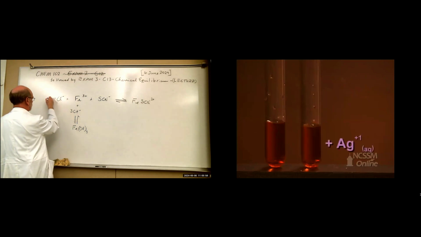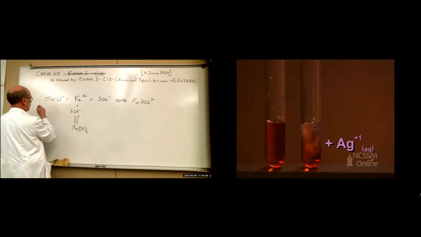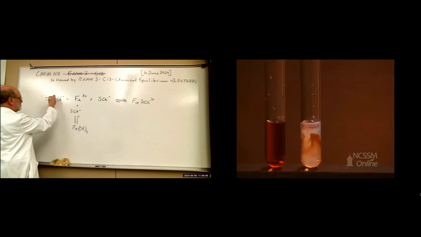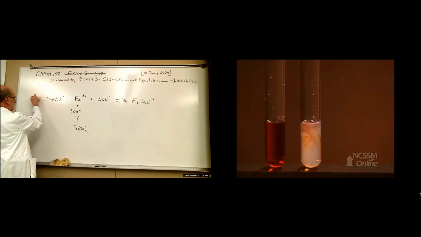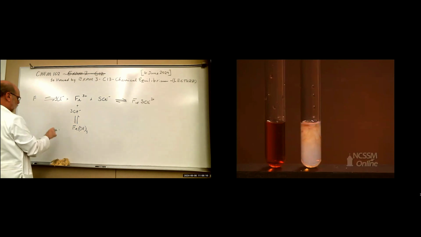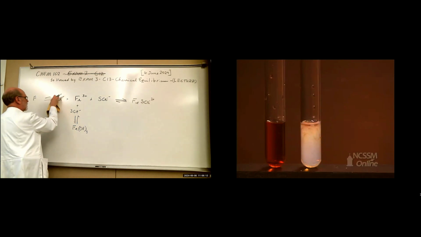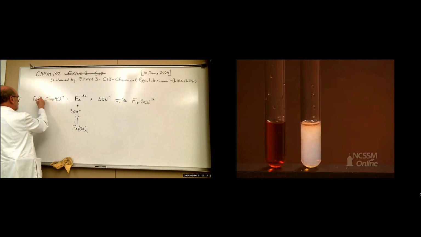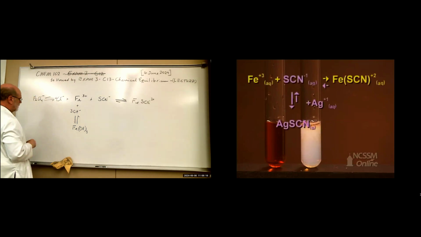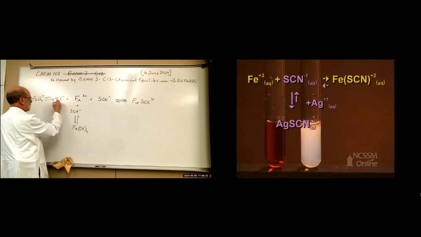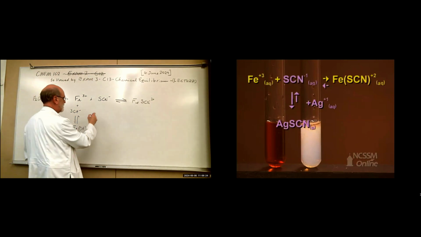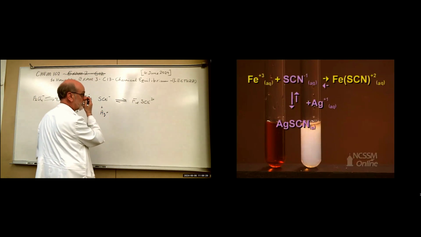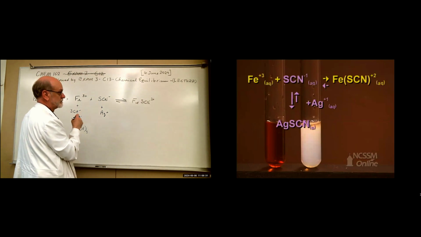We will now add 0.1 molar silver nitrate to the reaction mixture. We notice the disappearance of the red color, which indicates that the equilibrium has shifted in the reverse direction. We also see the formation of a small amount of white solid. The silver ion reacts with the thiocyanate ion to form slightly soluble silver thiocyanate, which is the white solid. The silver ion removes thiocyanate from solution. The equilibrium shifts in the reverse direction to try and replace the thiocyanate ion that's been removed.